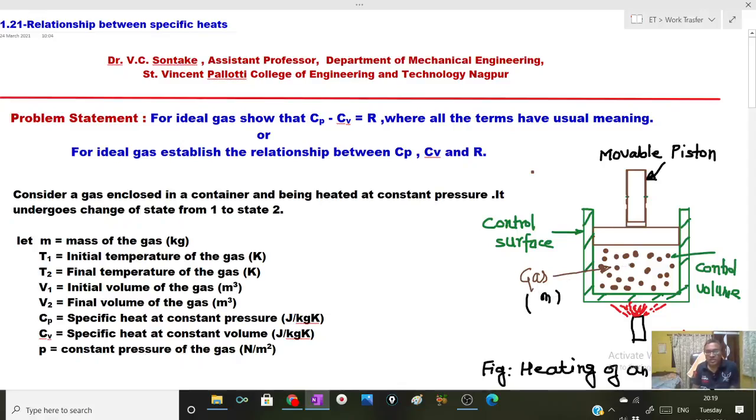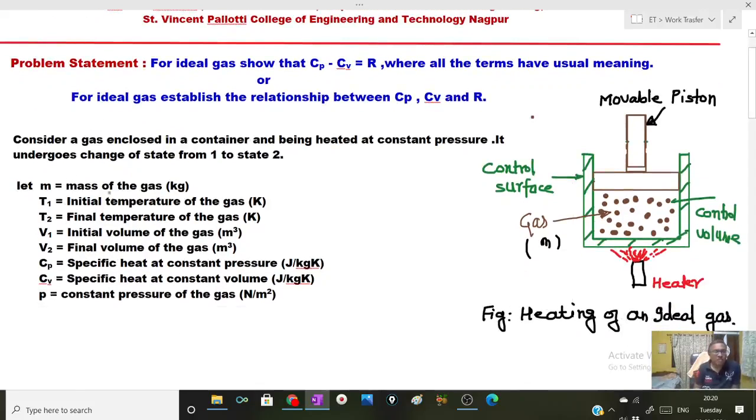It is heated, and because of this heating, the gas expands and the piston moves in the upward direction such that pressure always remains constant. However, volume may get changed. So this figure represents heating of an ideal gas at constant pressure.